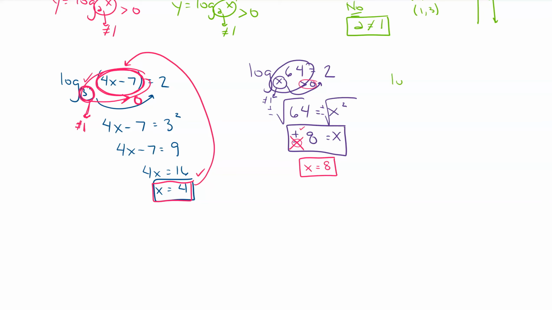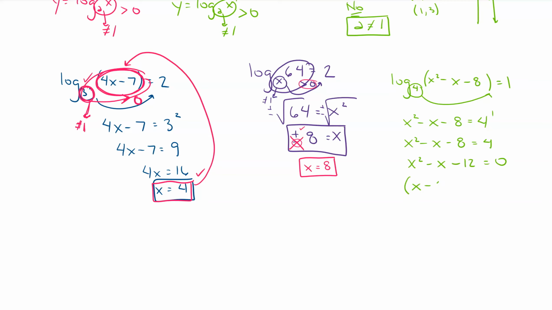Try this one. Log base 4 of x squared minus x minus 8 equals 1. The little ducky ducks under, the log floats away. I get x squared minus x minus 8 equals 4 to the first power. That gives me x squared minus x minus 8 equals 4. Subtracting 4, I get x squared minus x minus 12 equals 0. Factoring gives me x minus 4 times x plus 3. And I end up with x equals 4 and negative 3.